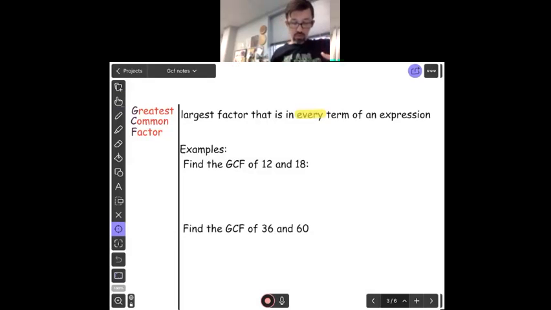So greatest, of course, meaning largest. Okay, and then of course it's a factor. We already defined what a factor was. That's in every term of an expression. So all of this is dealing with what we call common. Okay, so when we say common, what we don't mean by common is like basic. Like if we say, oh, that's something that's really common, like it's not rare or something like that.